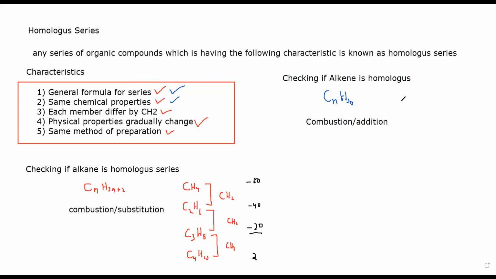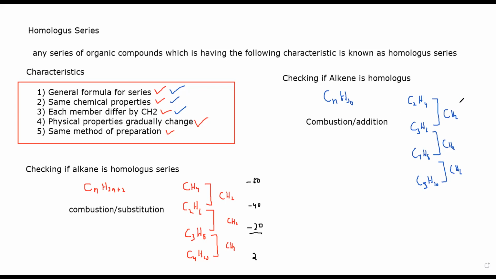Each member differs by CH2. When I write the formula, the first member of alkene is ethene, not methane. So C2H4, C3H6, C4H8, C5H10. When I take a difference, it is one carbon, two hydrogen. So each member differs by CH2. So that is also a tick.